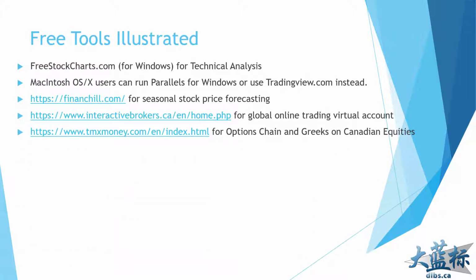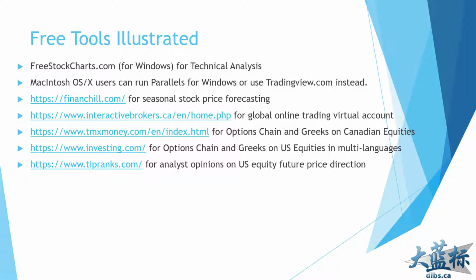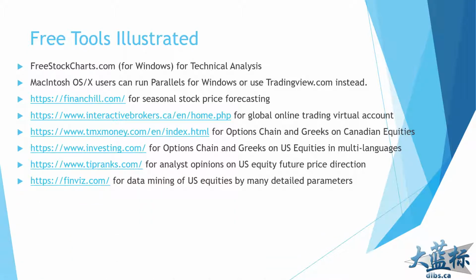This is a fantastic site, TMX Money, for options chains on Canadian equities. And investing.com is a terrific site for American equities. TipRanks helps give you more analytical price estimates from different analysts in the market. FinViz lets you drill down into earnings and a lot more details about specific companies. And the colored map helps you look at these sectors on a daily basis by graphical color as opposed to confusing charts.